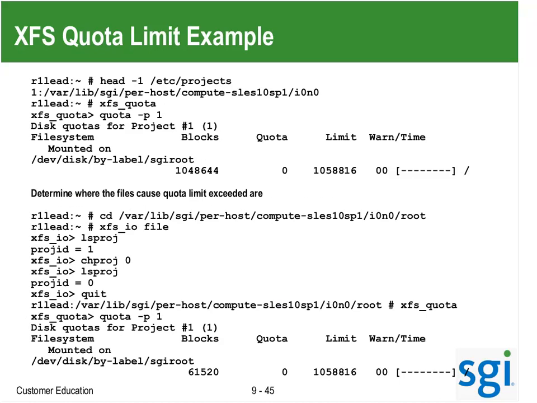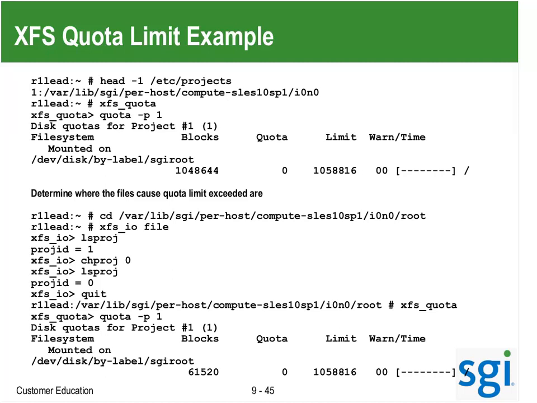So I did a head on projects, and the first thing is the project number, 1, and then the path. Then I did an XFS quota on project 1, and we can see where it got mounted, the number of blocks, the quota, and the limit. And if I had exceeded the quota, I would have had a warning going on.